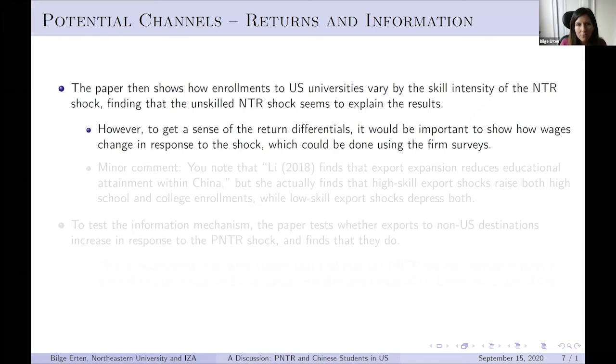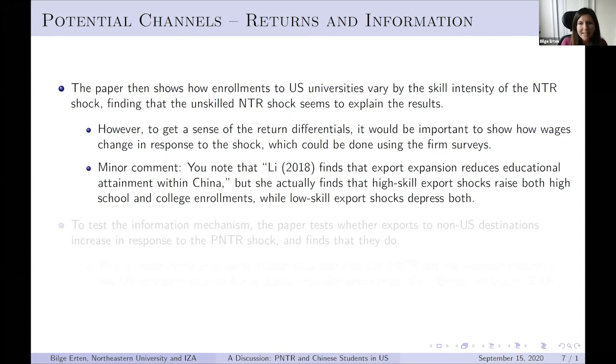In terms of returns and information, this is my last slide. You show how enrollments to US universities vary by skill intensity of the NTR, showing mostly the unskilled NTR gap explains the results. But I think it can also be important to look at how wages change in response to the shock, which can be done using firm surveys.